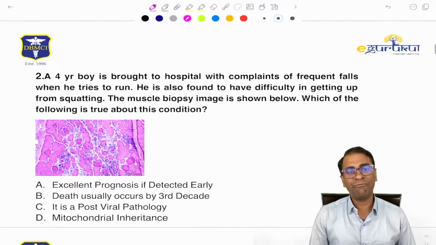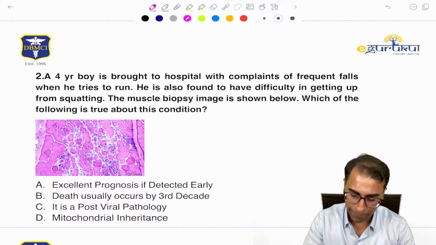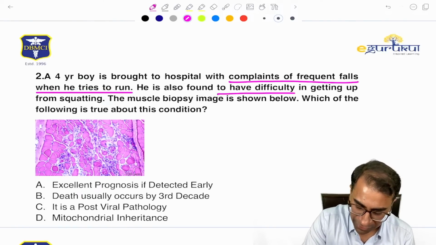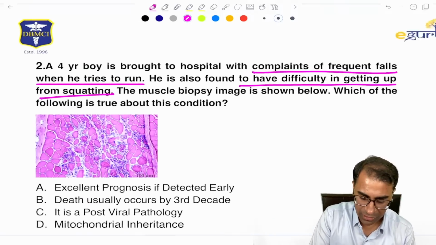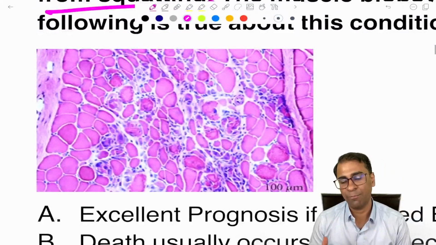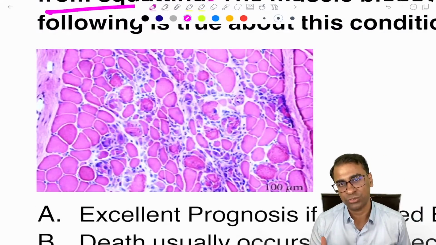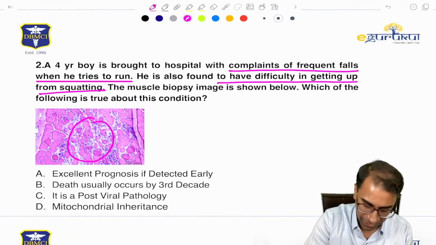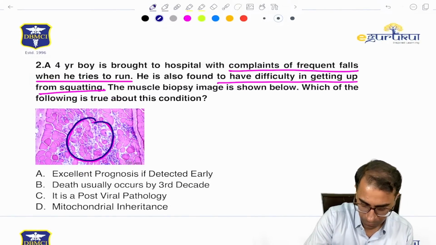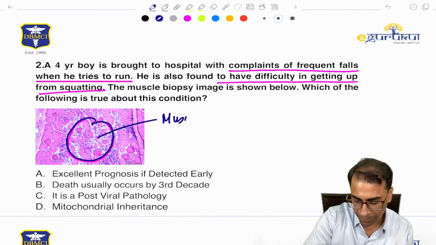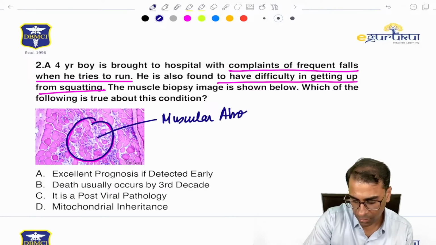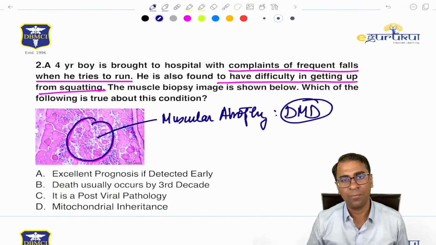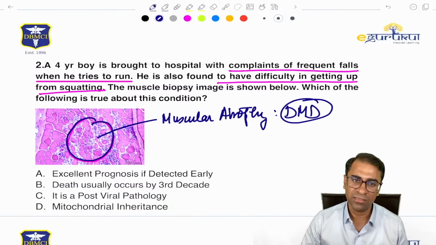Question number 2. A 4-year-old was brought to the hospital with complaints of frequent falls when he tries to get up. He was also found to have difficulty in getting up from squatting. This type of problem in a 4-year-old child points towards Duchenne's muscular dystrophy, which is an X-linked recessive disorder. This whole thing is atrophy of the muscle, and hence it is Duchenne's muscular dystrophy, DMD. Duchenne's muscular dystrophy is the diagnosis here.